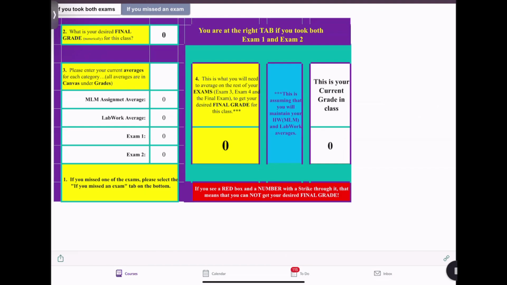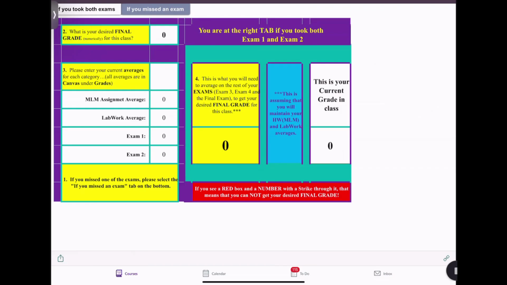Step 1 is down here. Step 2, step 3, step 4. Okay? All step 1 is saying, hey, in case you miss one of the exams, you're in the wrong tab. And the other tab just says, hey, if you took both exams, you're in the wrong tab. So pick the right tab. Step 2, you ought to pick the final grade that you desire numerically. So if you want a C, I would recommend not using 70, but using 72. B, 82. A, 92. Okay?